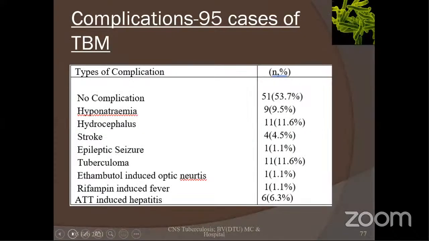So complications in our TBM cases, about 51: no complications are seen in 53%, hyponatremia in 9%, hydrocephalus in 11%, stroke in 4%, epileptic seizure, tuberculosis in 11%, ethambutol-induced optic neuritis in 1%, rifampicin-induced fever, and ATT-induced hepatitis in 6% of cases. So these are the things which we have seen on ground.